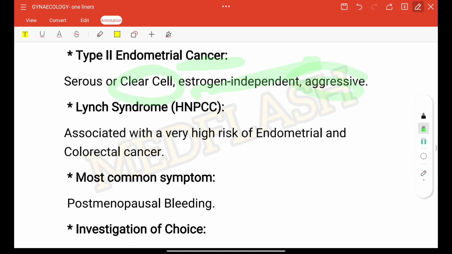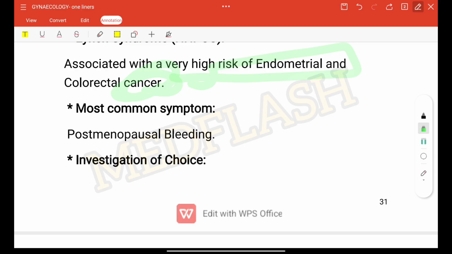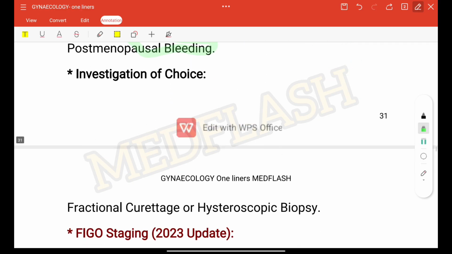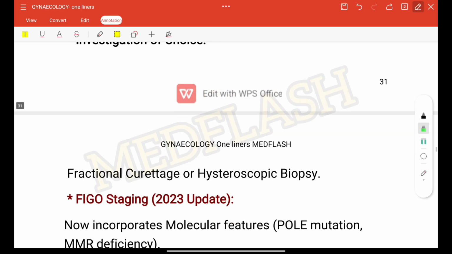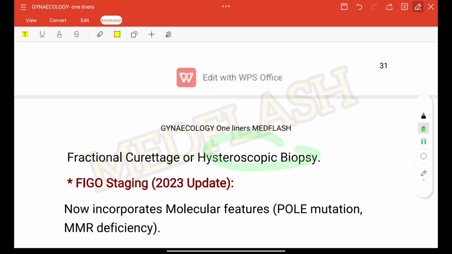Lynch syndrome is associated with a very high risk of endometrial and colorectal cancer. Most common symptom in endometrial cancer is postmenopausal bleeding. Investigation of choice for endometrial cancer is fractional curettage or hysteroscopic biopsy.